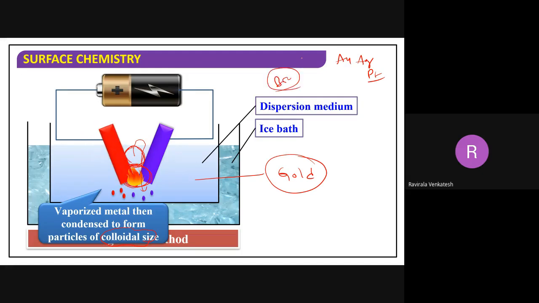So what phenomena are taking place? One is dispersion, the other is condensation. Both are taking place. What type of metals can we take? Silver, platinum, and gold can be taken for this method.